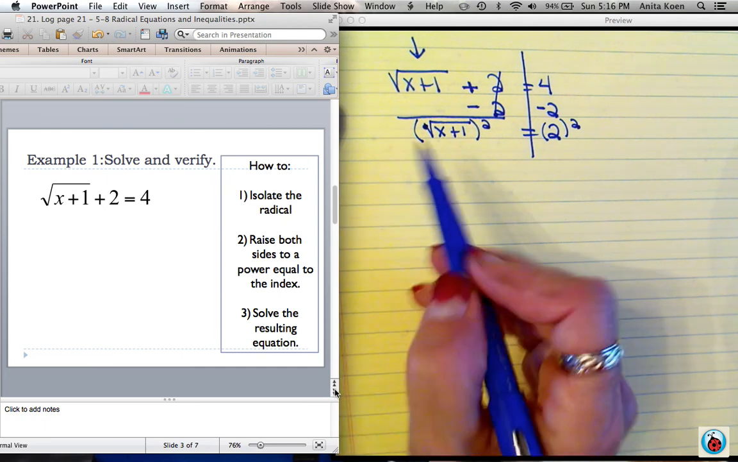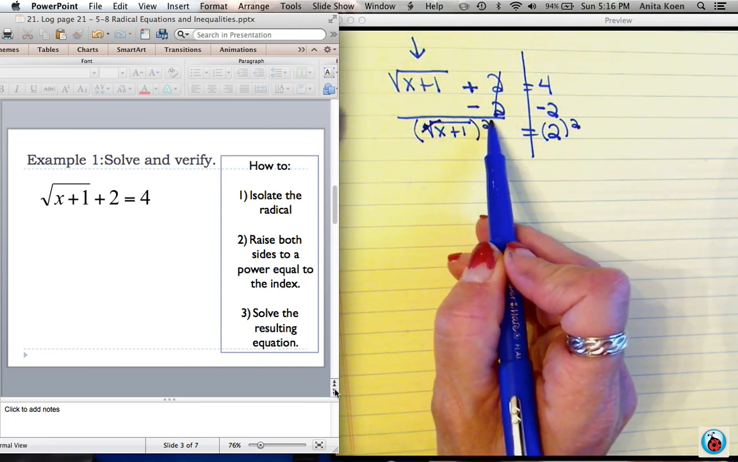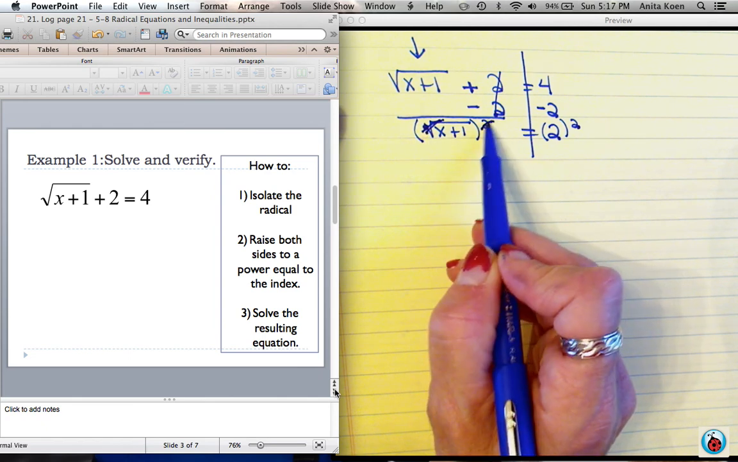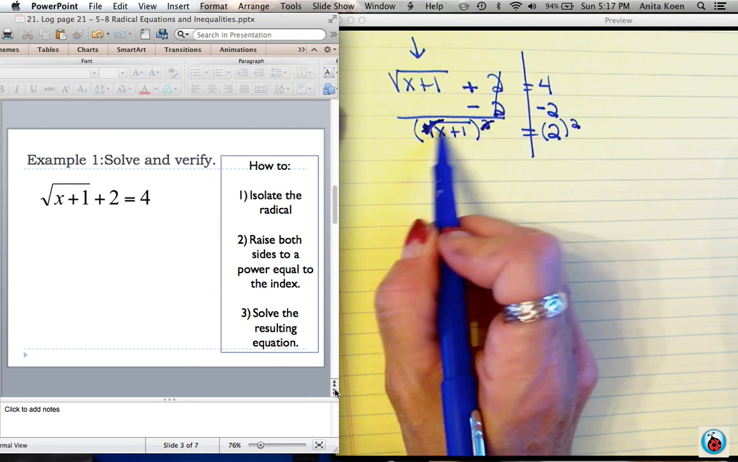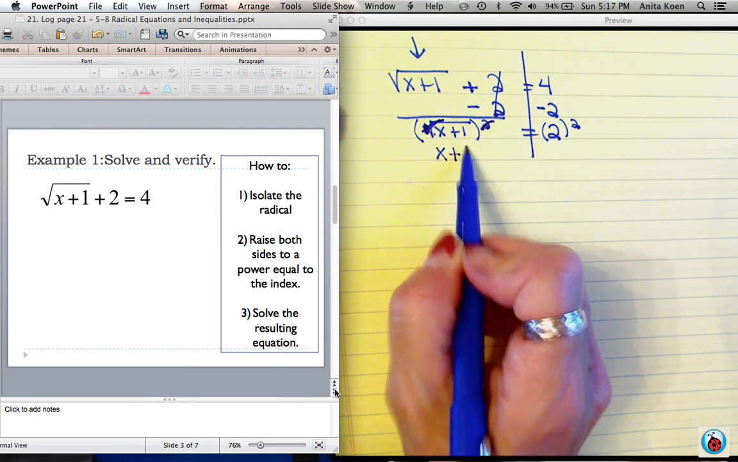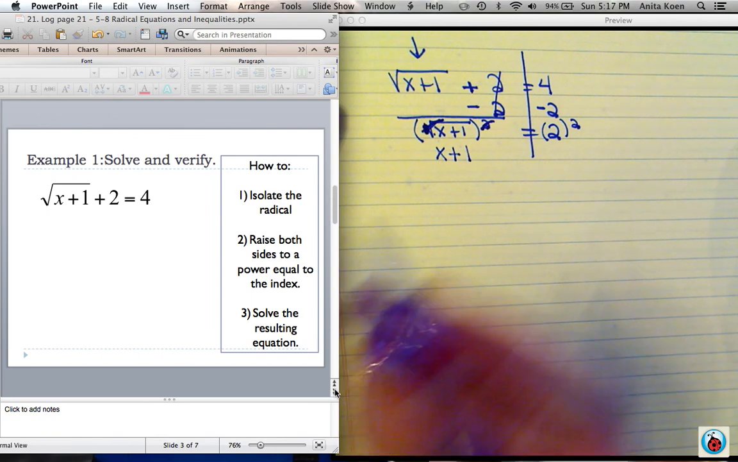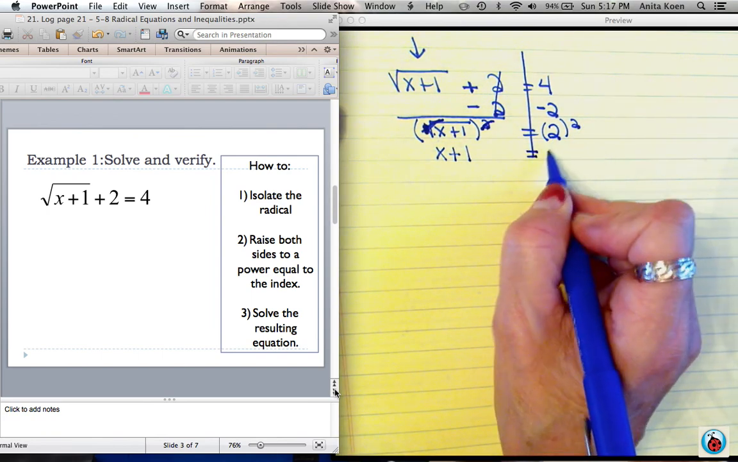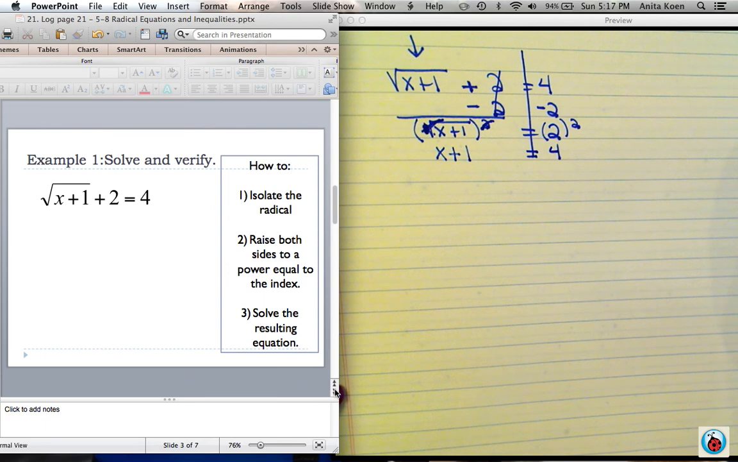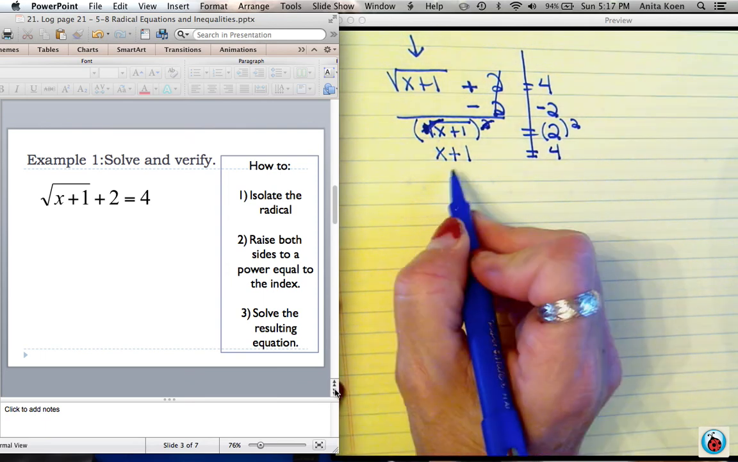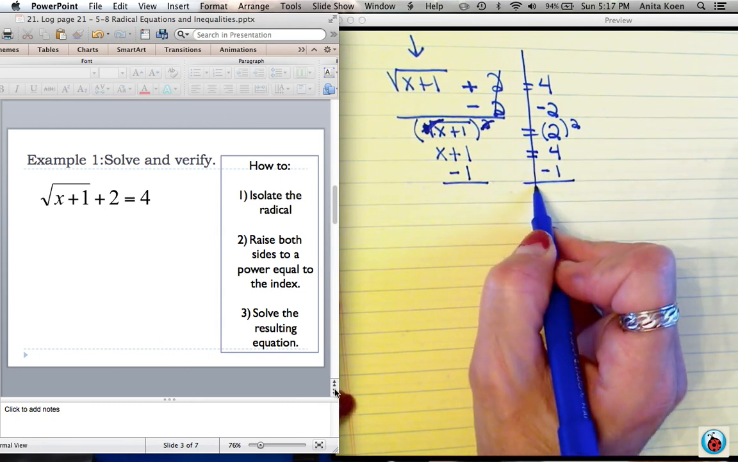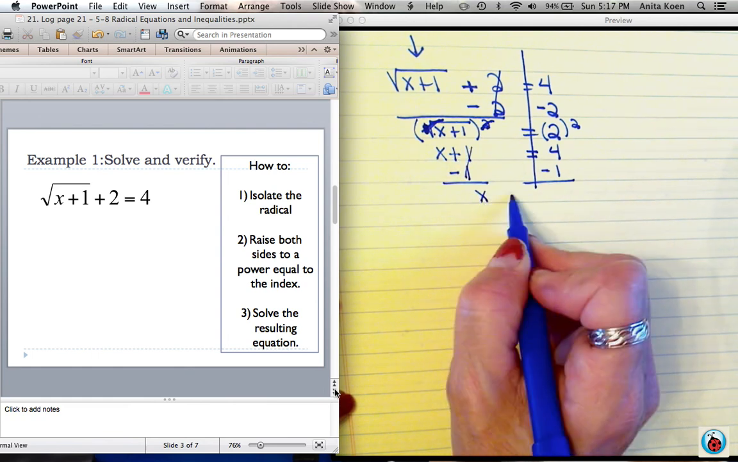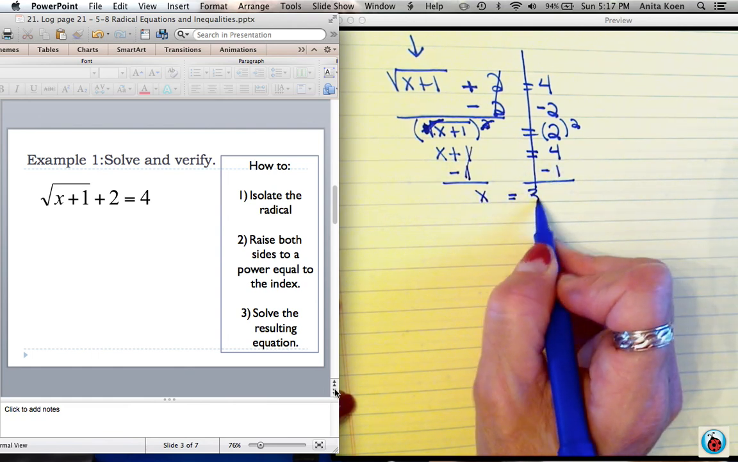The reason that we do this is because squaring and square rooting are inverse operations and they undo each other. So when I square a square root, it undoes the square root and I'm just left with x plus 1. On the other side, I have 2 to the second power, which is 4. Now I have a linear equation that I can solve, and step 3 says to solve the resulting equation. So here, to get rid of this plus 1, I'm going to subtract 1 from both sides of my equation, and that leaves me with x equals 4 minus 1, which is 3.